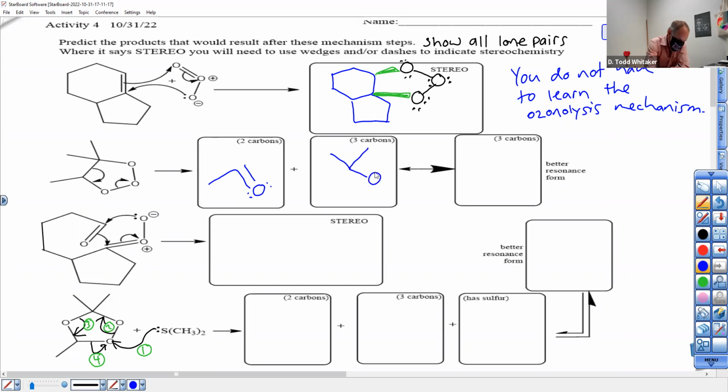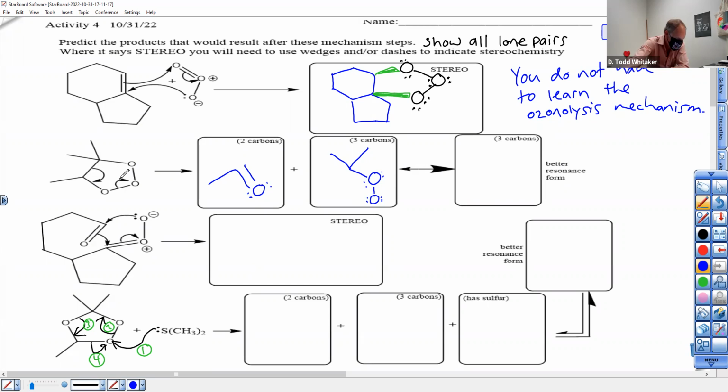Single bond to O, single bond to O. Now the bottom one used to be neutral, which means it had these 2 lone pairs to start with. And the top one used to be neutral. It had these 2 lone pairs to start with. The bottom one's getting a new lone pair.